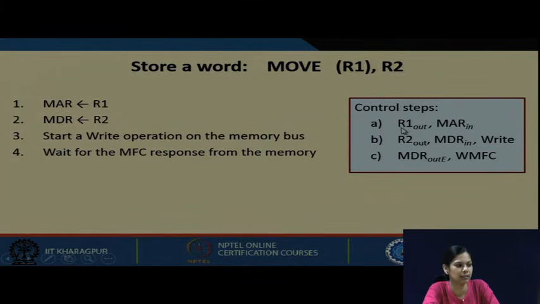So, in this case, we do R1 out, MAR in, R2 out, MDR in. So, in MAR the address is present, in MDR the data is present, we perform the write operation, and then we do MDR out E and wait for memory function complete.